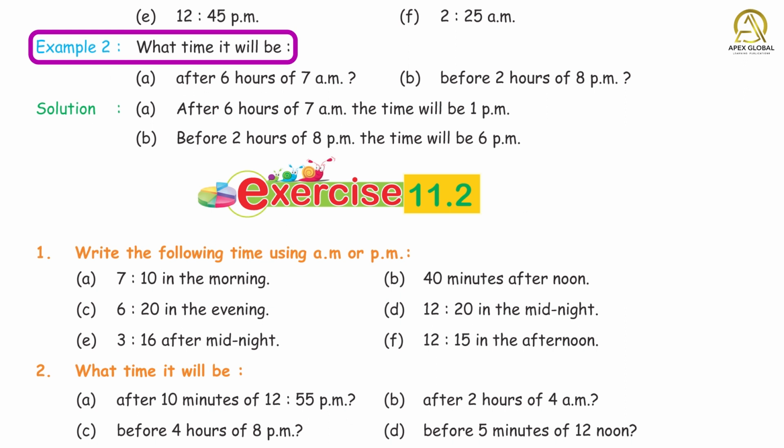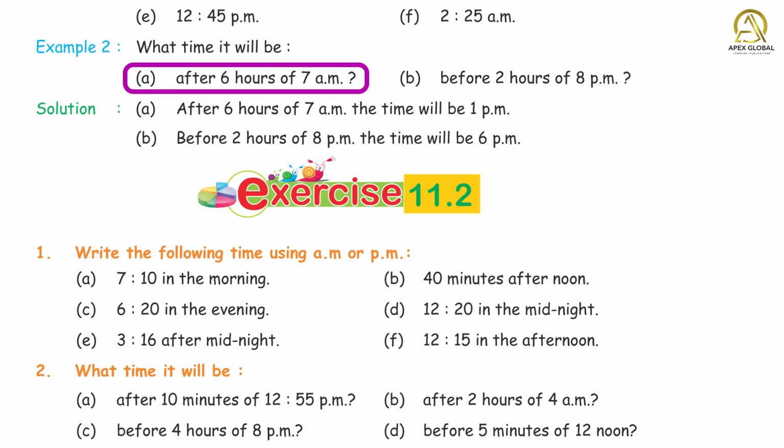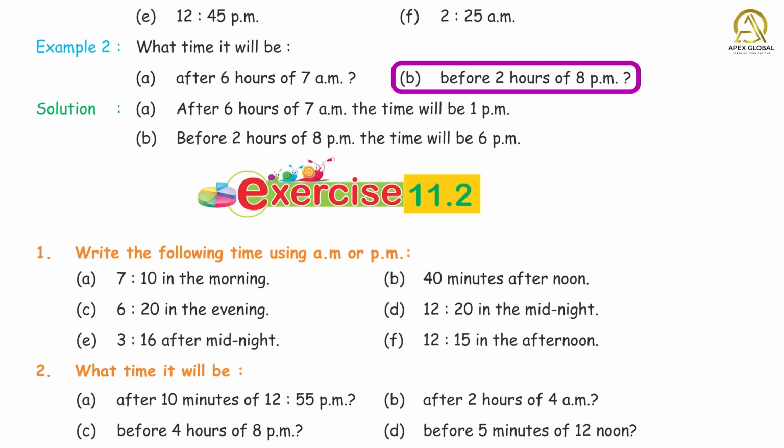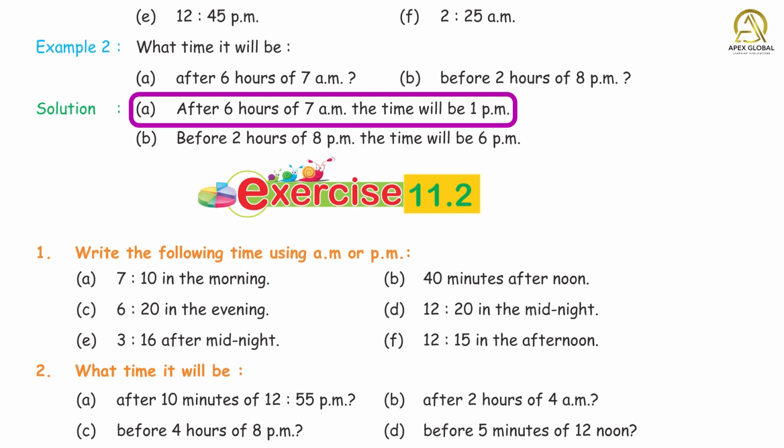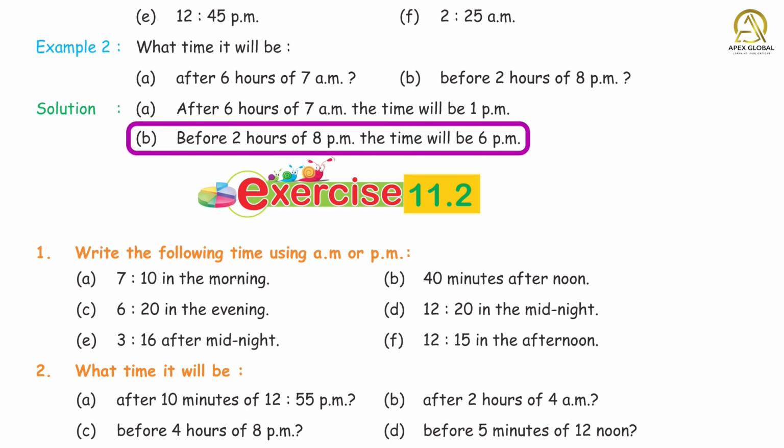Example 2. What time will it be? A. After 6 hours of 7 a.m. B. Before 2 hours of 8 p.m. Solution: A. After 6 hours of 7 a.m., the time will be 1 p.m. B. Before 2 hours of 8 p.m., the time will be 6 p.m.